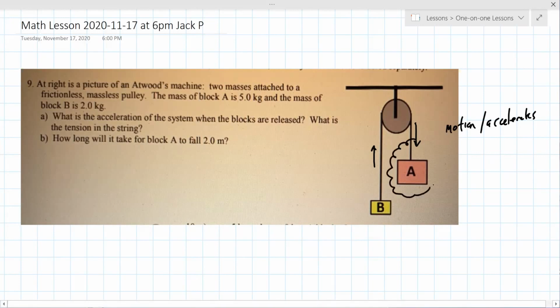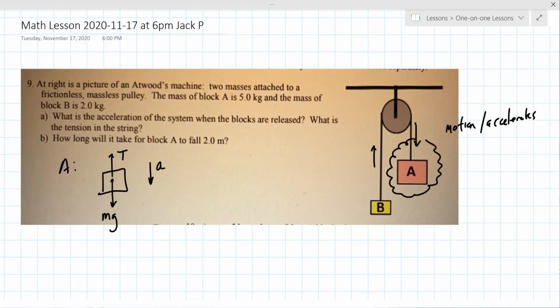And what I do is I bubble them up here. So for A, and you can even redraw it if you want, it's got the tension up and it's got mg down. And it's accelerated down. So we're going to call down positive. And it said somewhere in the notes that you should make the direction of motion positive.